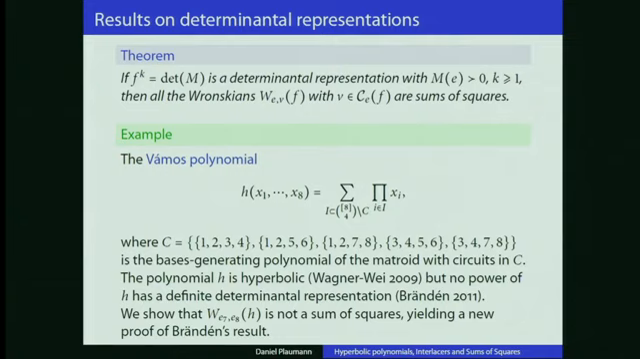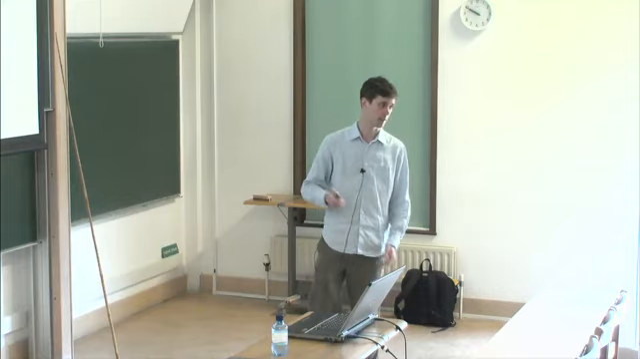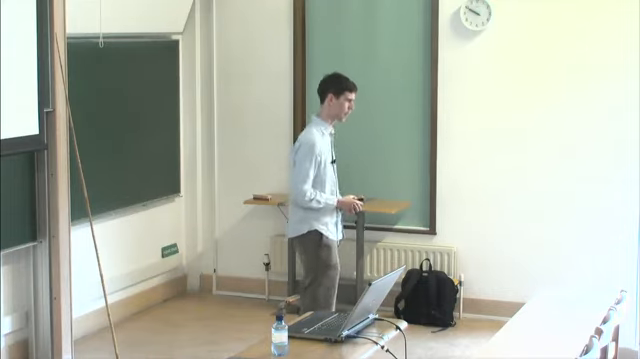And Brändén showed that no power of this polynomial has a determinantal representation. Indeed, we can try to use this theorem. We can in fact show that there is a Wronskian for this polynomial, namely in direction E7 and direction E8, which is not a sum of squares, which again implies Brändén's result, showing that no power of this polynomial can have a determinantal representation.